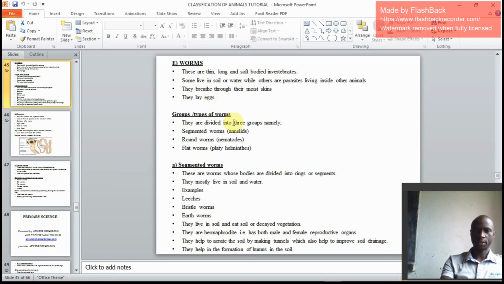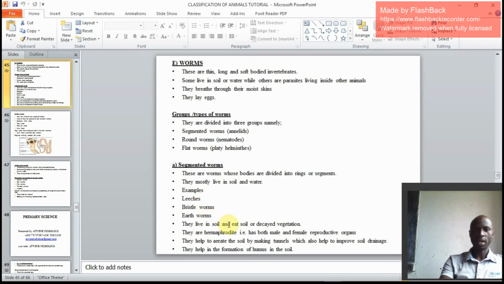We go to groups of worms. We have segmented worms or annelids, roundworms or nematodes, and flatworms or platyhelminthes. Segmented worms are worms whose bodies are divided into segments or rings. They live in soil and water. Examples are leeches, bristleworms and earthworms.